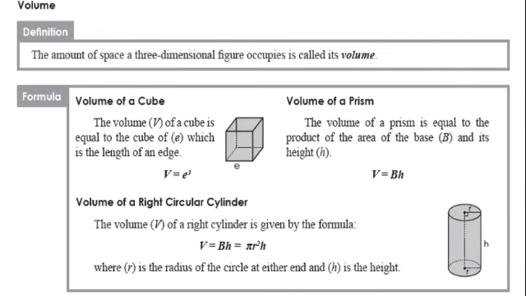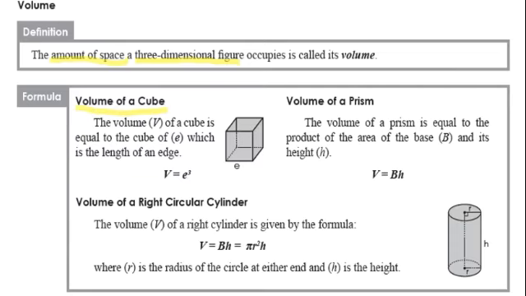Volume. The next thing we will discuss is volume. The amount of space a three-dimensional figure occupies is called its volume. So if you measure space, it is volume. If you measure the sum of lengths, it is perimeter. So they are different. Okay, we have the formula.